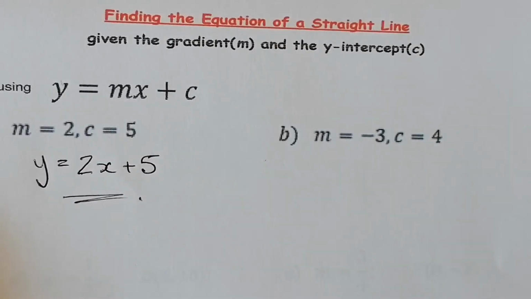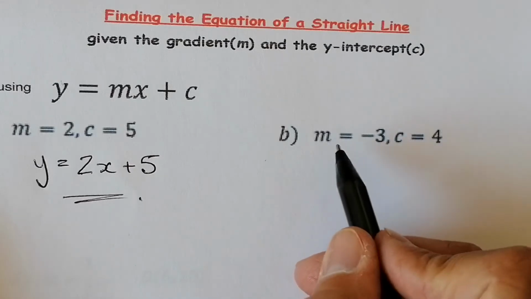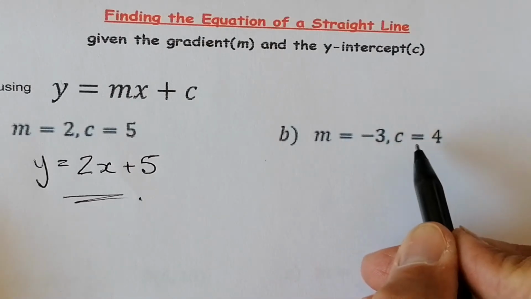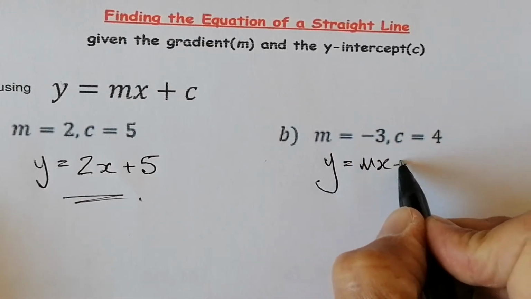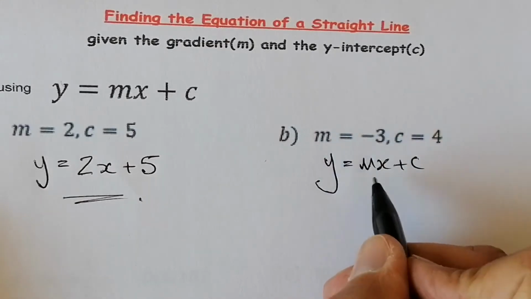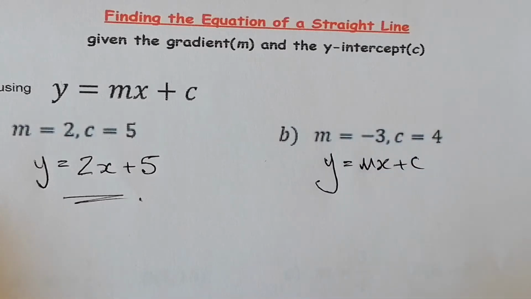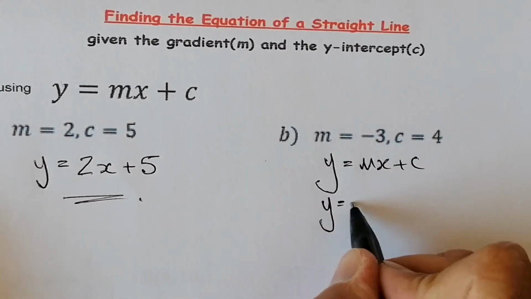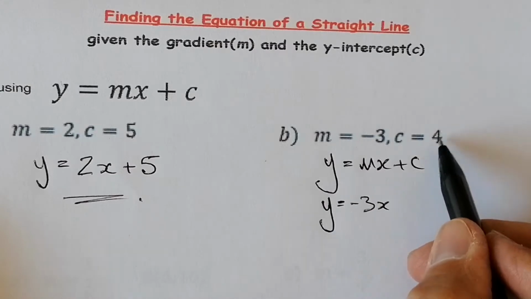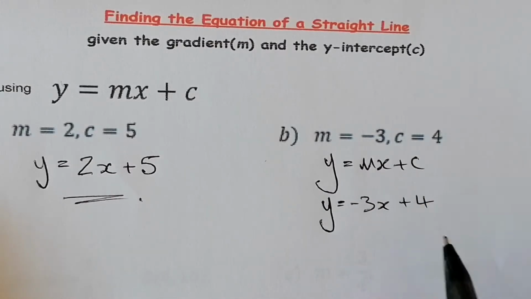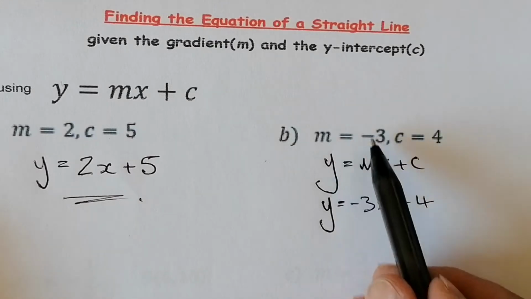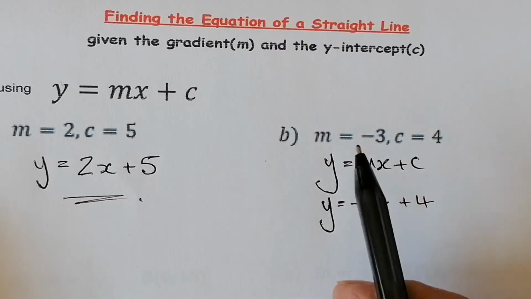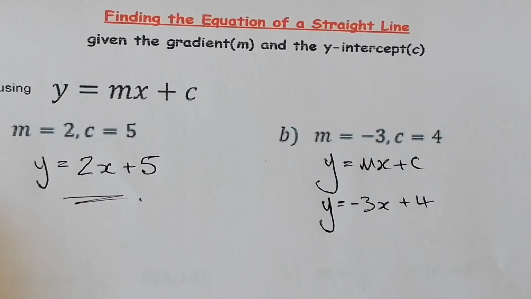Okay, that's revision. This one here, I've got a gradient of -3, and a c value of 4. If I substitute that into y equals mx plus c, I'm putting -3 in where the m is, so y equals -3x, and the 4 for the c value, plus 4. It cuts through the y-axis at 4, or the coordinates 0, 4, and we've got a gradient of -3. So along 1, down 3, along 1, down 3. So that's what that is.